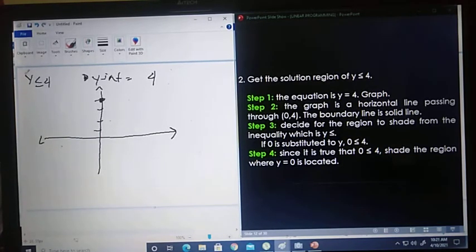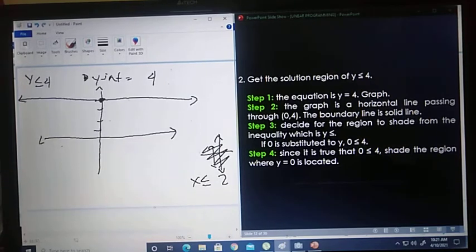Pag ganito yung equation, straight line lang siya. Pahiga lang. Kasi wala namang x eh. Ganyan lang siya. Pero pag x lang naman, so for example, x is less than or equal to 2, patayo lang naman siya. Pag ganito siya, patayo naman siya. Ito yung x and y. Ganyan, patayo lang siya. Pero pag y lang, pahiga lang siya. Okay, I use solid line because less than or equal to ang ginamit natin. Now, checking process. Y is less than or equal to 4. 0 is less than 4. Yes. Okay, yes. Kasi 0 is lesser.